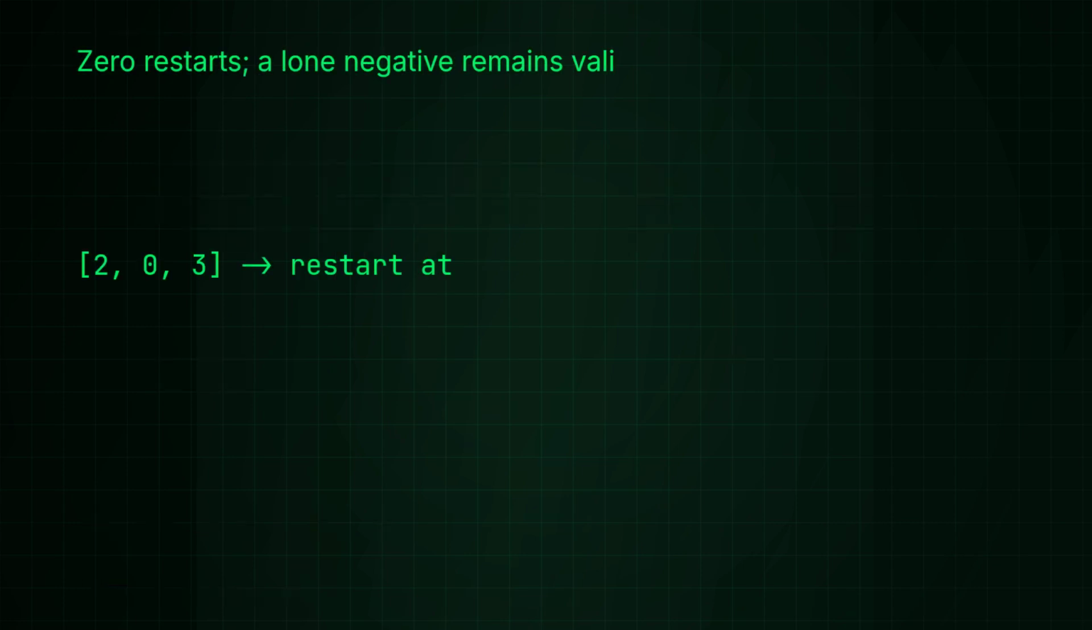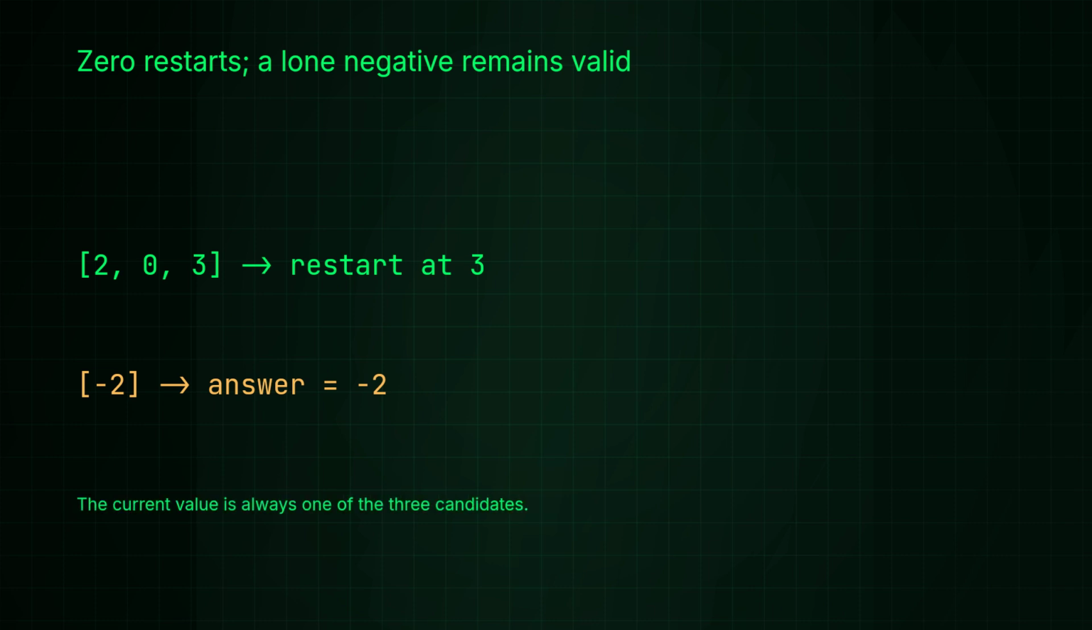0 breaks any product crossing it, but the current value candidate lets the algorithm restart naturally. For a single negative value such as negative 2, initialize from the array value so the answer remains negative 2 instead of incorrectly becoming 0. No special branches are required. The same 3-candidate rule handles both cases.